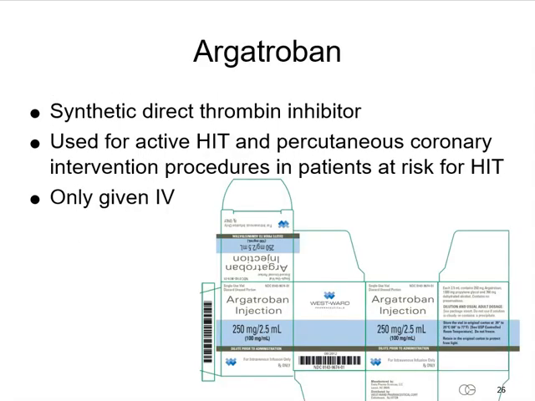All right, so argatroban is used for heparin-induced thrombocytopenia, or also if the patient's at risk of HIT, for somebody going in for a coronary intervention, like a PCI, or perhaps even renal stuff, things like that. So basically any interventional procedures. So again, it's only available IV, and with this, we're still monitoring the PTT, I believe, on the argatroban.